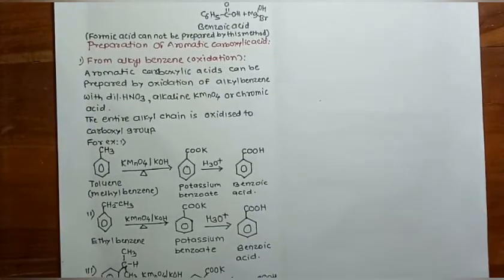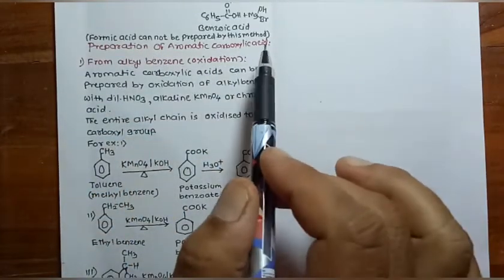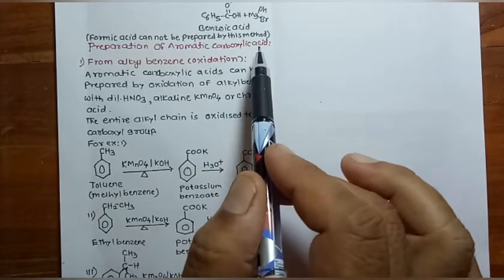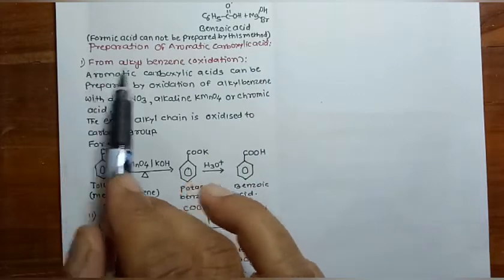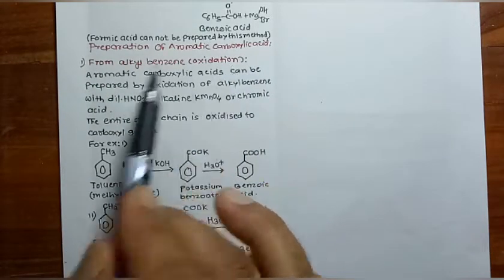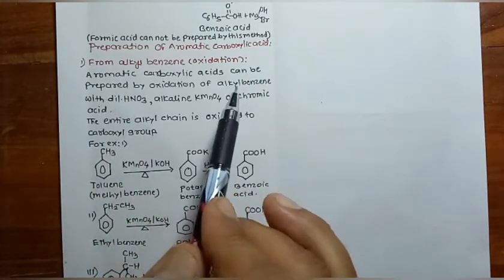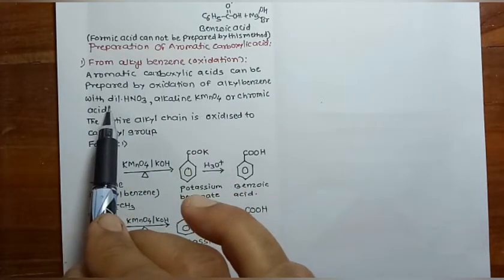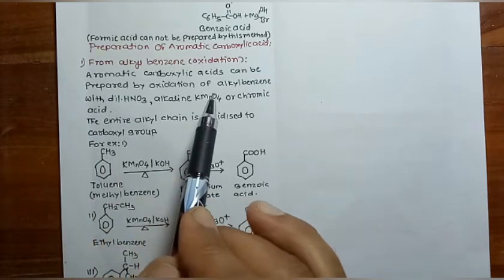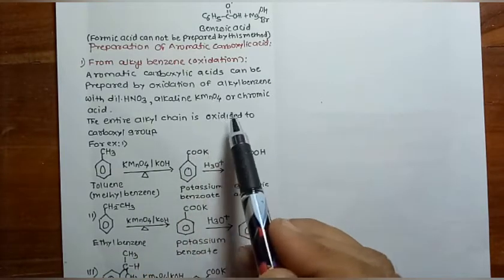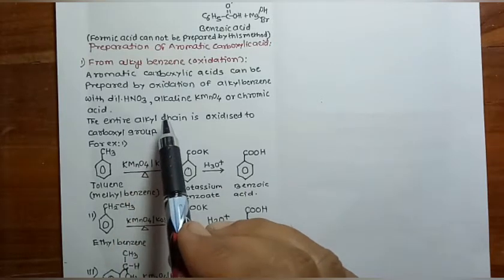Now there are some methods which are used only for the preparation of aromatic acid, particularly benzoic acid. Here, from alkyl benzene, by oxidation of alkyl benzene. Aromatic carboxylic acids, meaning benzoic acid, can be prepared by oxidation of alkyl benzene by using oxidizing agents like dilute HNO3, alkaline KMnO4, acidified KMnO4, or chromic acid or chromic anhydride, that is CrO3.